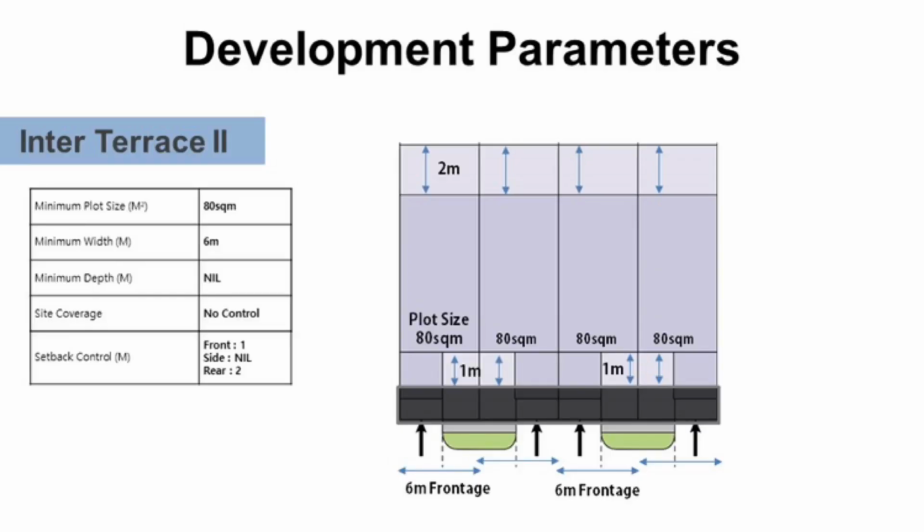Next, there is also the interterraces type 2. Interterraces type 2 are smaller interterraces with a plot size of only 80 square meters, minimum plot width of 6 meters, front setback of minimum 1 meter, and rear setback of minimum 2 meters.